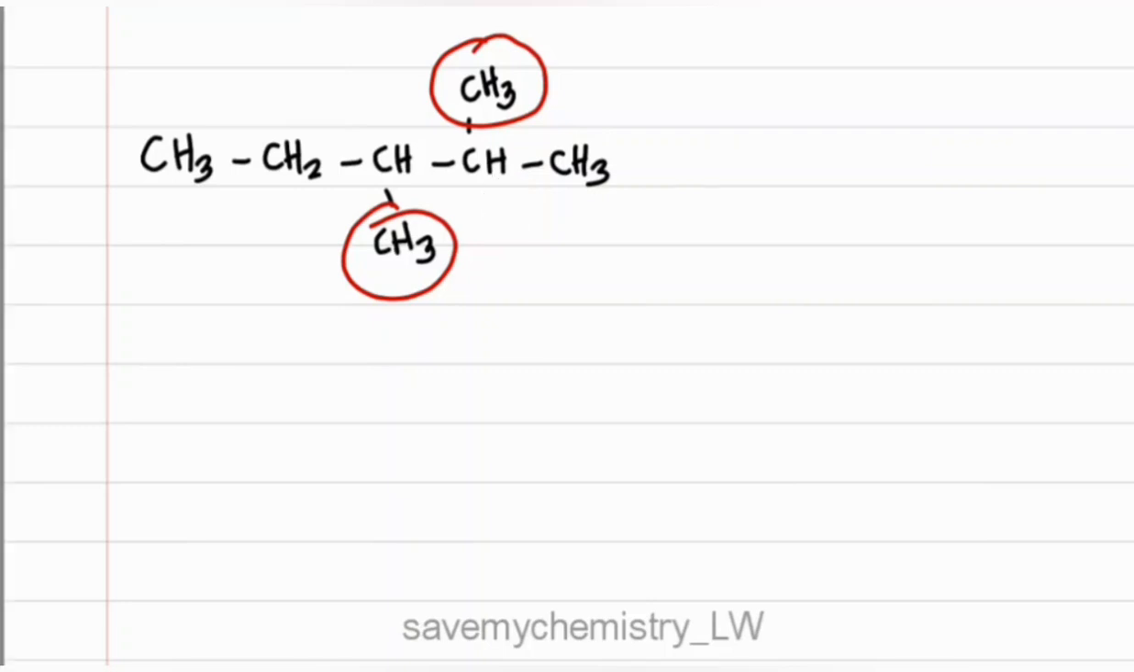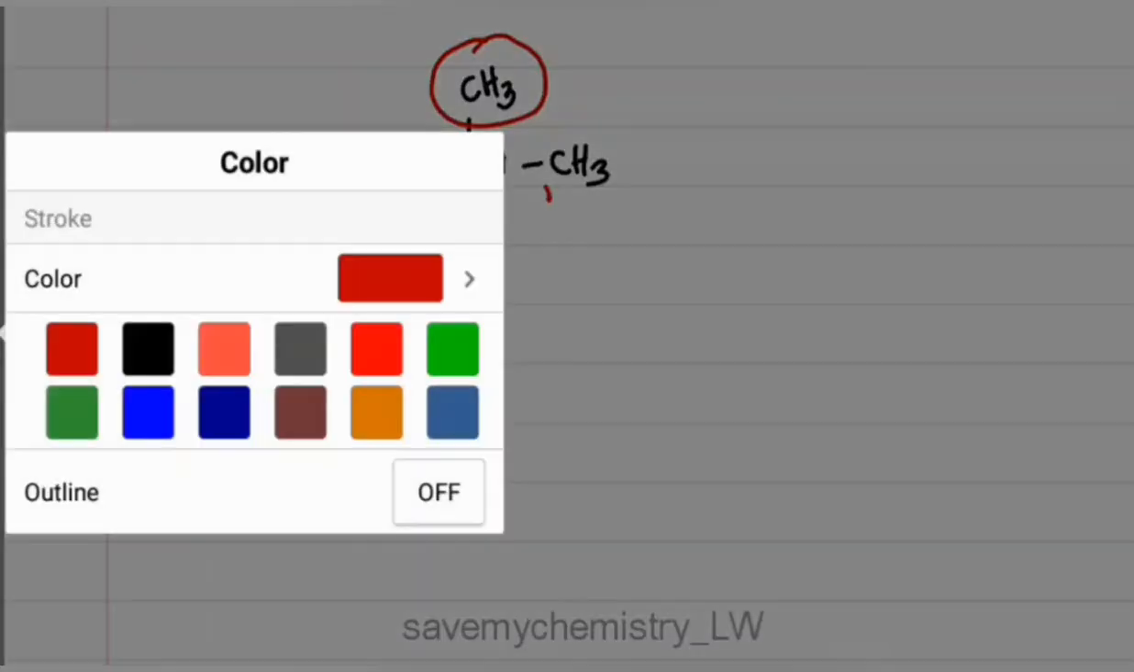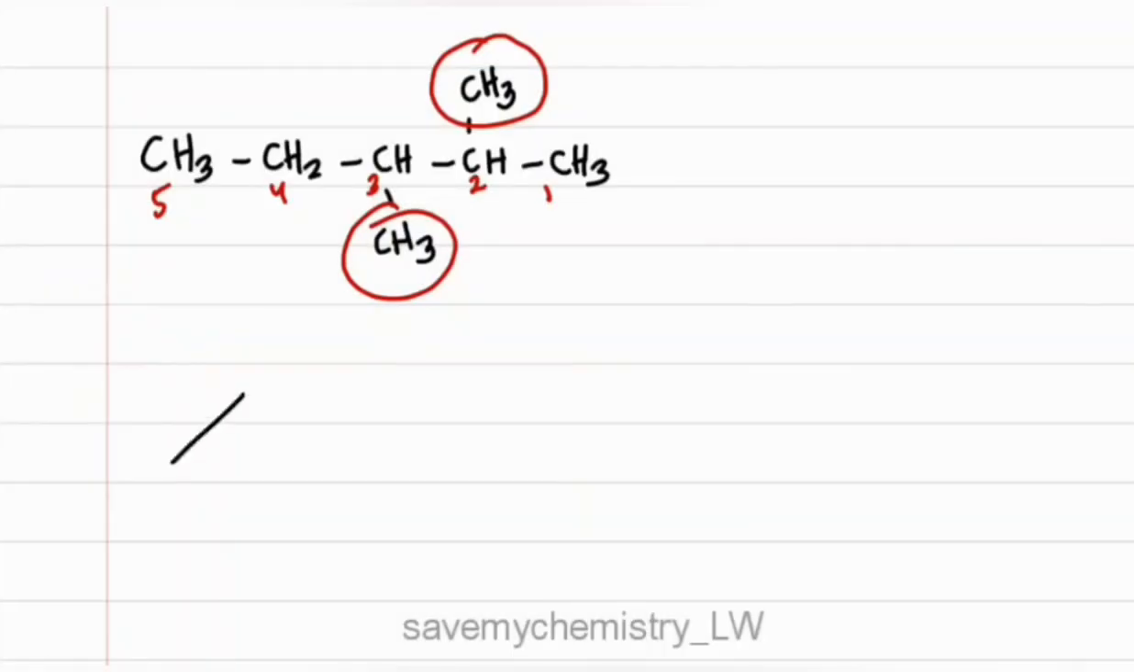Next, what if it has 2 substituents? So we need to find the chain. The chain is 1, 2, 3, 4, 5. It has 5 carbon atoms in the chain. So we need to draw 1, 2, 3, 4, 5. And it has two substituents at carbon number 2 and carbon number 3.